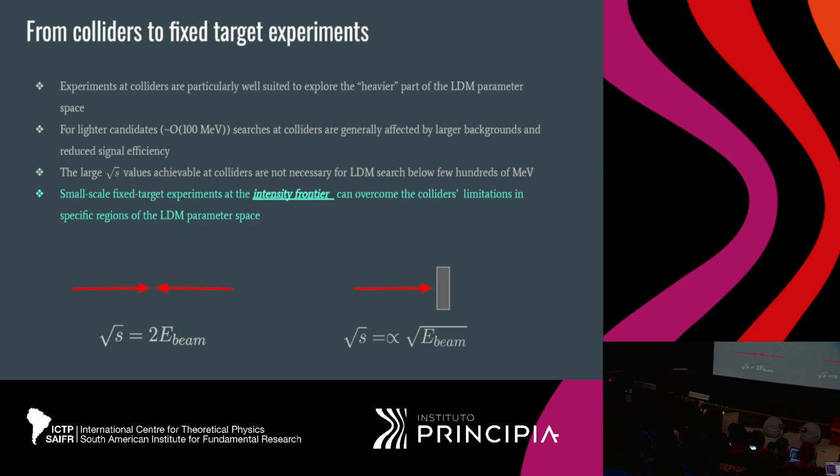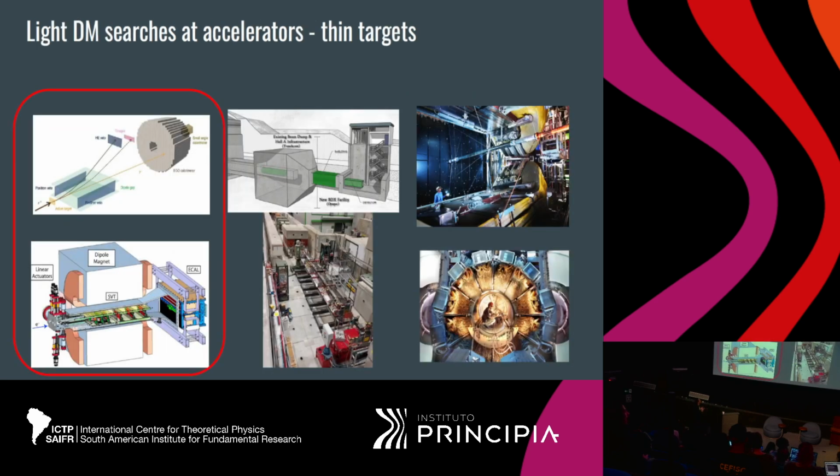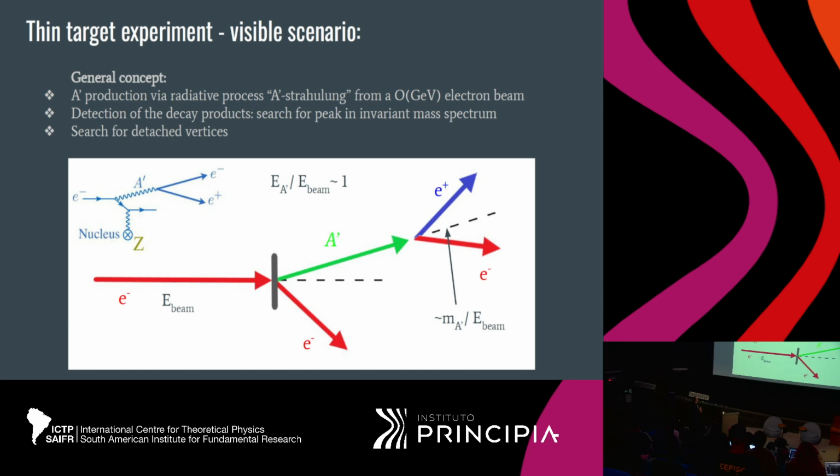So this is a bit of a change of paradigm from what is called the energy frontier, so raising the energy of the colliders and the square root of s to build very massive particles, to the so-called intensity frontier, so the luminosity of the experiment, the number of particles on target and interactions that you have. And this is the reason why you can search for these scenarios even with small-scale experiments with fixed target, as we will see from now on. So a typical fixed target experiment searching for light dark matter can be schematized like that.